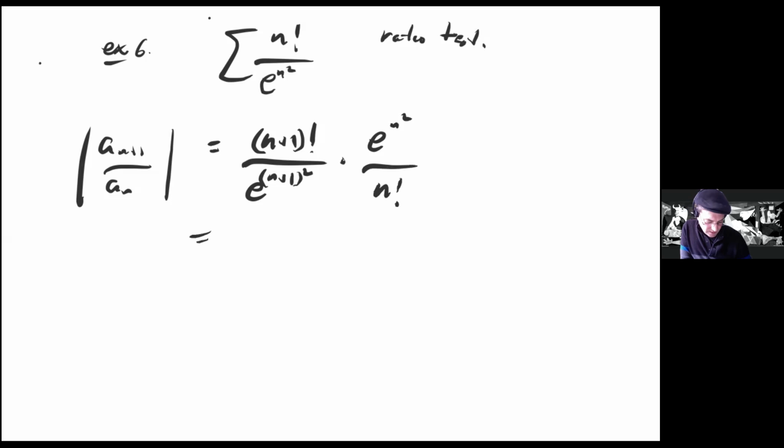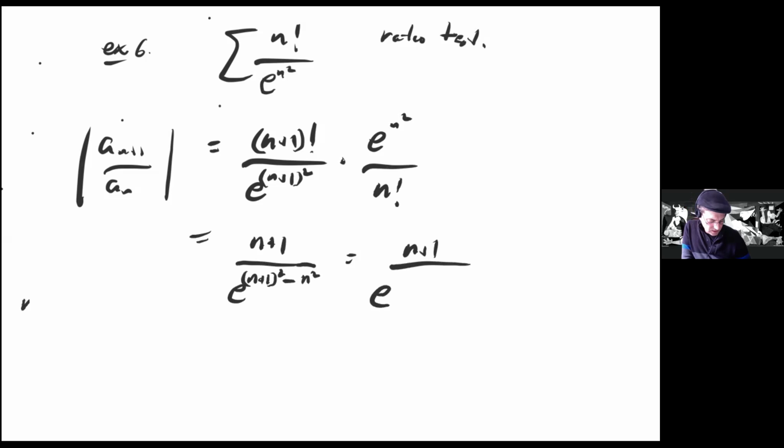And now we play games with algebra. So n plus 1 factorial over n factorial is n plus 1. The two exponential terms become e to the n plus 1 squared minus n squared. So that would be n plus 1 over e to that power. So n plus 1 squared is n squared plus 2n plus 1. So we're subtracting off n squared, so you get e to the 2n plus 1.